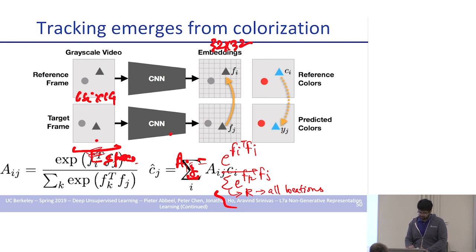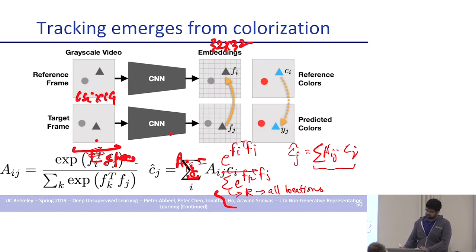And you get a target prediction for the color of that location as this weighted combination times the actual ground truth colors in that reference frame. So in the reference frame, you already know the AB values. So for the target frame at each i, each j, you get the weighted combination. All these are probabilities, so it makes sense. And then you have the ground truth while training, so you try to make sure that Cj hat matches the true Cj at every pixel. So this is like the colorization paper, but with this tracker, with this attention mechanism part of the architecture.